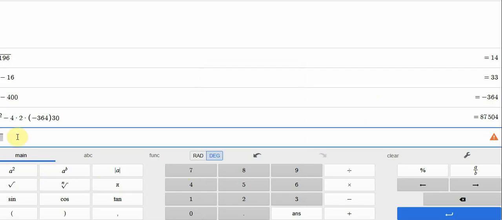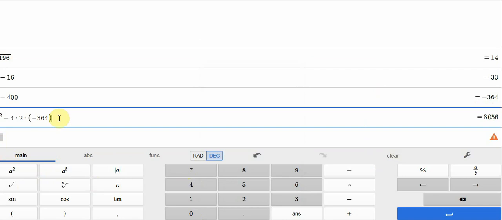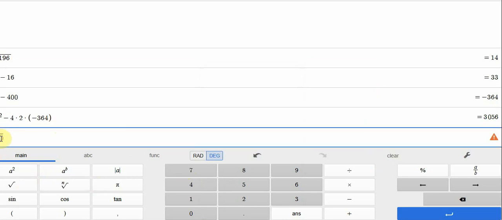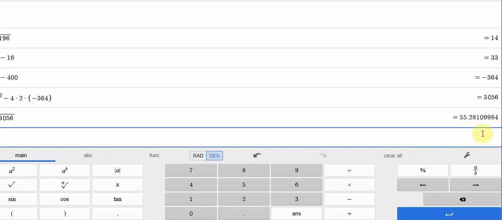Oop, I've already messed it up. Let's see, let's go back. All right, square root of, what is it? 3056. Okay, there it is. Notice it's a nasty decimal. Now, this is what's extremely important. Do not chop this off and round it yet.